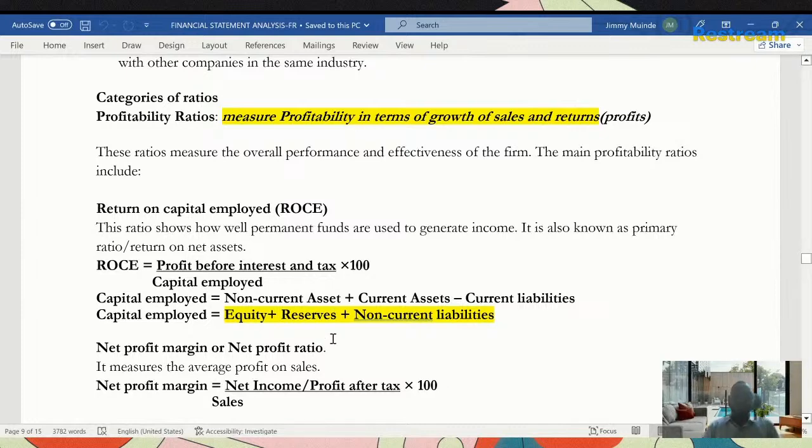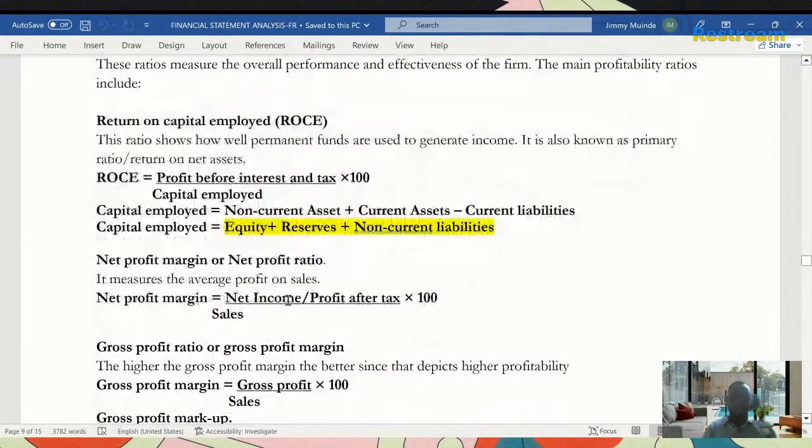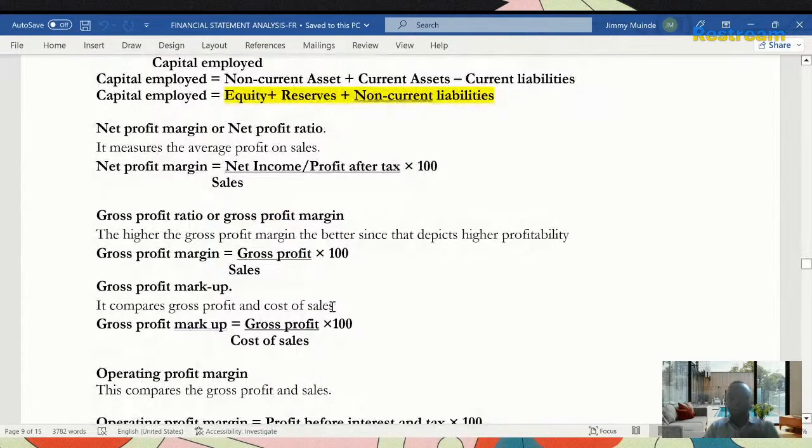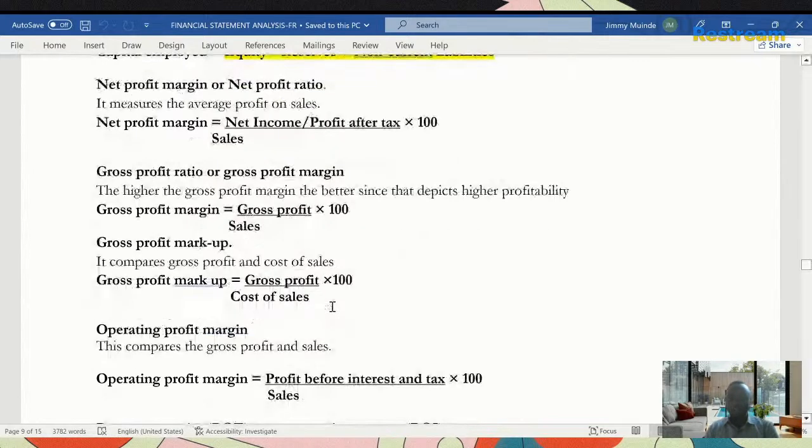Then we also have net profit margin or net profit ratio. This looks at the net profit, which is the profit after tax, against the sales. Net profit margin. So margin is based on the sales. When you talk of gross profit margin, it's gross profit based on the sales. But when you talk of a markup, markup is based on cost of sales. Mark that. Markup is based on cost of sales. So a markup clearly is a comparison of the gross profit and the cost of sales.